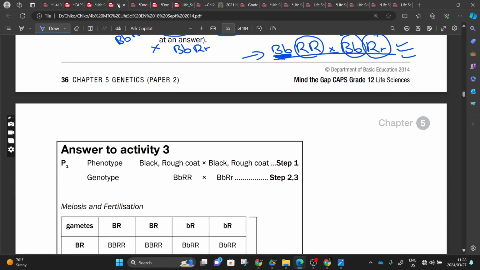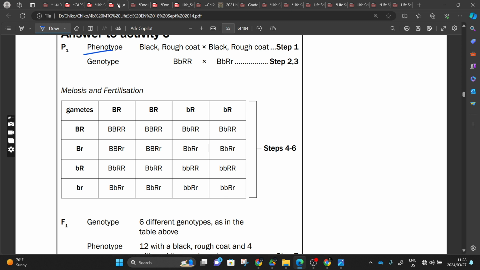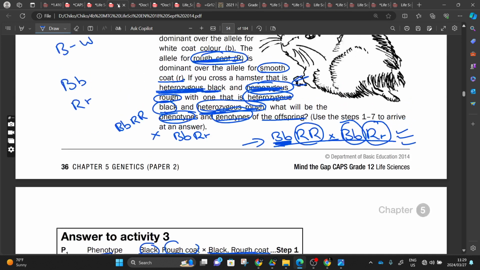They did an answer to the activity. This is the answer to the activity. Step one, Barry, phenotype: black rough coat and black rough coat. Okay, the phenotype you are going to write is a black rough coat, and then a black rough coat. This one is black, this one is also rough, because we have the genotype. That's where we're going to have the explanation of the genotype.